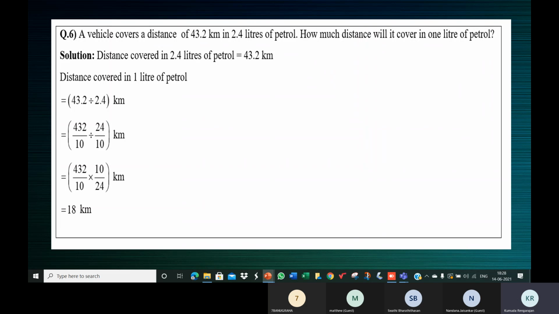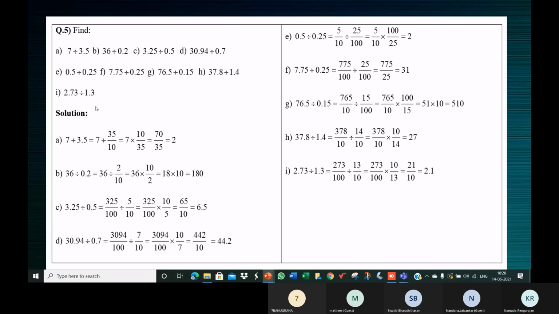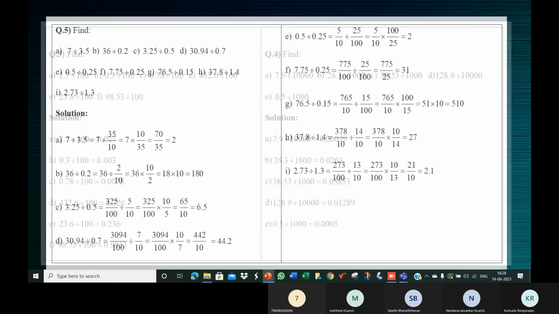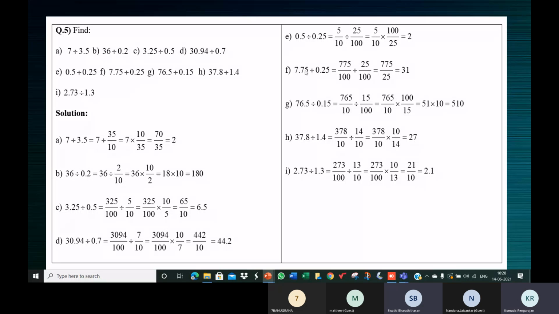So it's division, and here it is 43.2 divided by 2.4. So what is the procedure? Both are decimals. We just learned how to divide a decimal by another decimal. Yes, ma'am. Shall I explain? Yeah, 1 minute. We need to convert both the decimals to fractions and then take away the division symbol and make it multiplication.